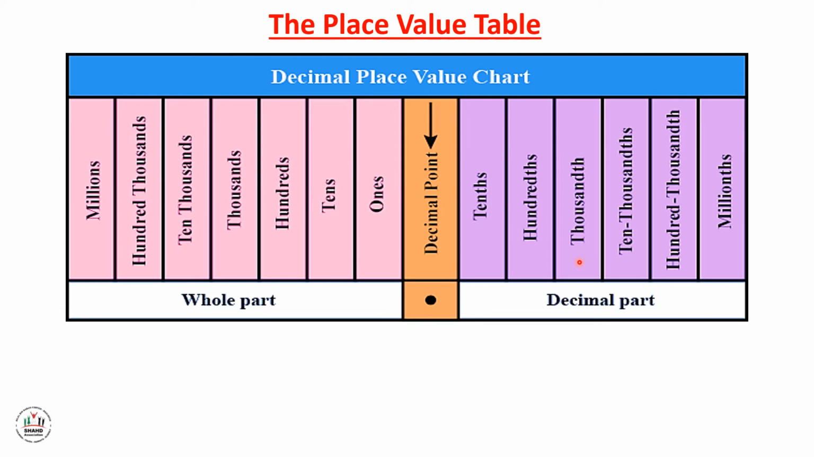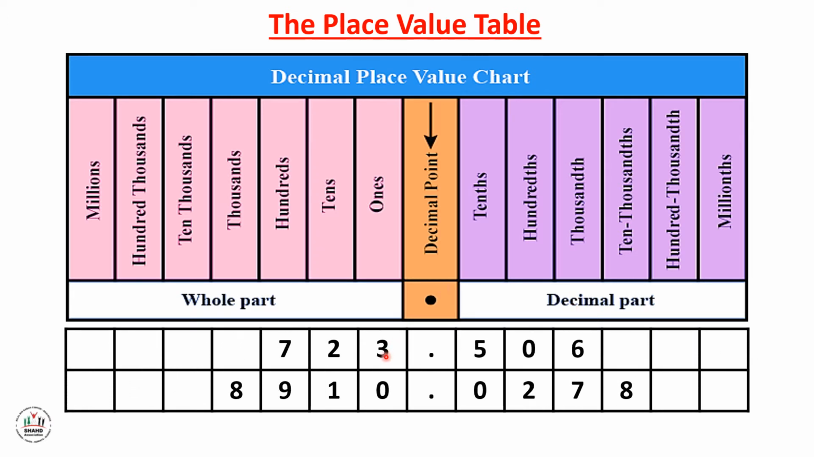We have two zeros, 1 over 100. Thousandths, we have three zeros, 1 over 1000. And so on.